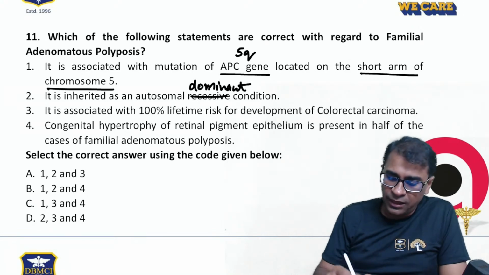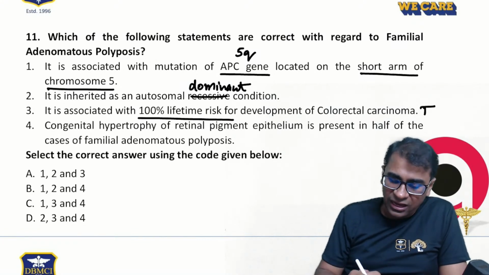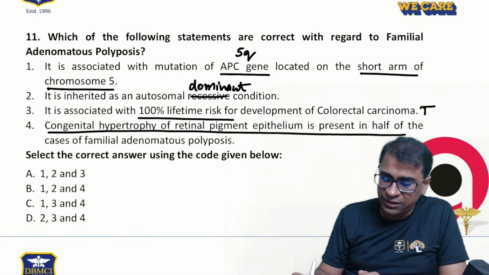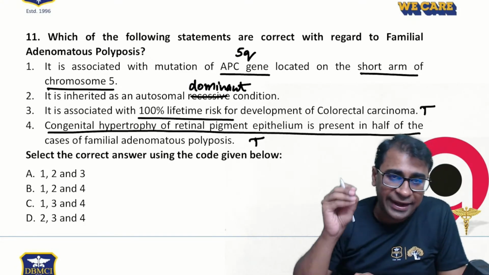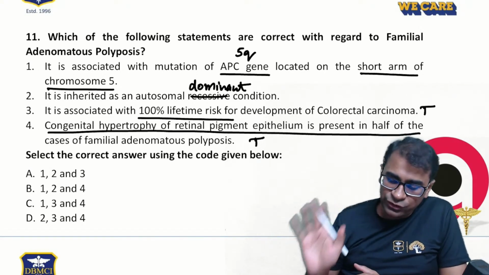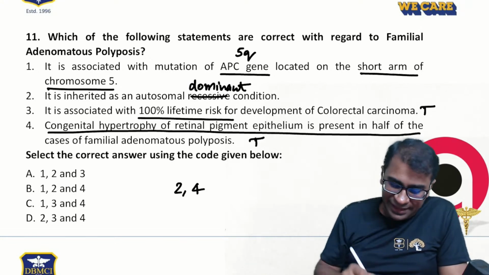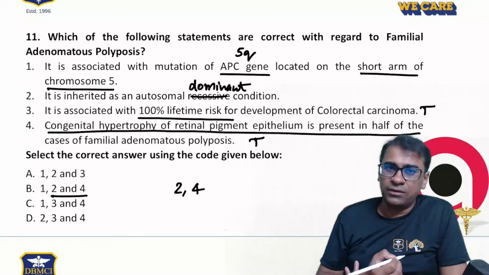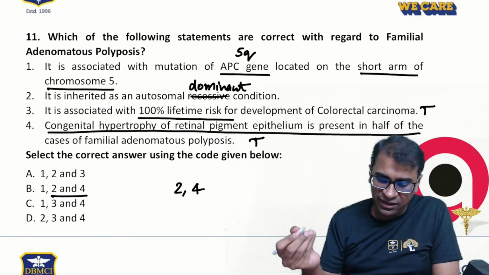It is 100% lifetime risk. Yes, that's very true. And congenital hypertrophy of retinal pigmentation is present in half of the cases. That's also very true. In fact, this is an extra-intestinal manifestation of the FAP syndrome. So actually, the answer must be 2 and 4. But the problem is that 2 and 4 is not there anywhere.